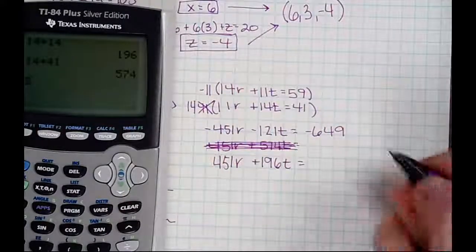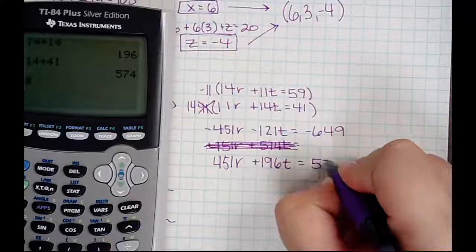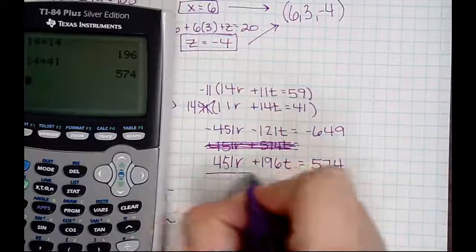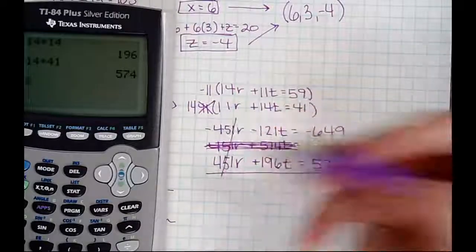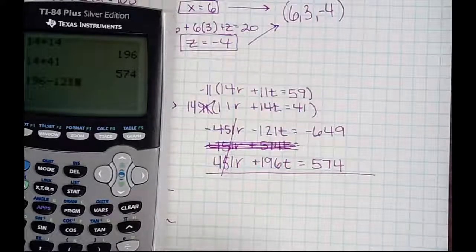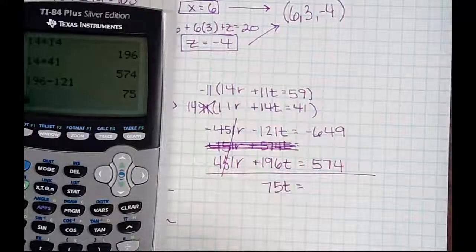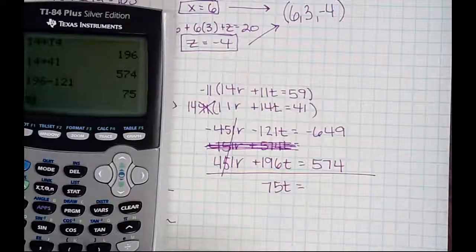Alright, now I can eliminate the same way I'm used to. My r's cancel out. I get 196 minus 121, I get 75t equals 570 minus 649, negative 75. Thank goodness all these gross big numbers end up coming out nicely. I get t equals negative 1.